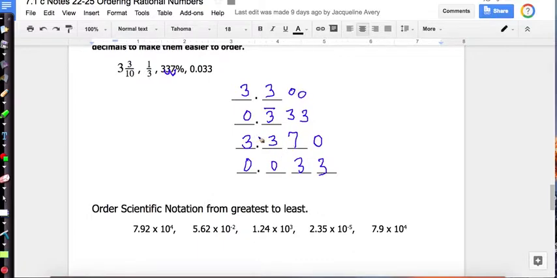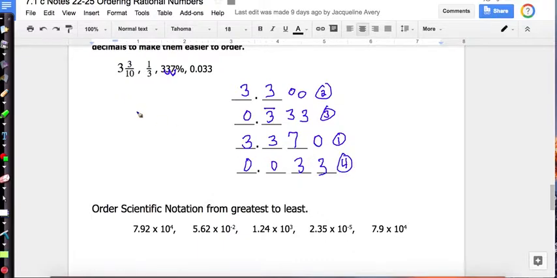So this one was greatest to least. So we've got to look at the greatest. So look at the ones place, and we see that we have the 3's. So this is 3 and 300 thousandths, 3 and 370 thousandths. Which one is greater? Good, this one. And that means this one is second. Now we've got 2 more to look at, 333 thousandths or 33 hundredths. Which one is greater? Good, this one. And then last is this one.